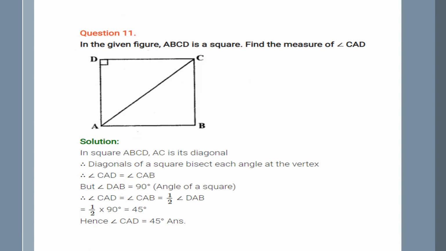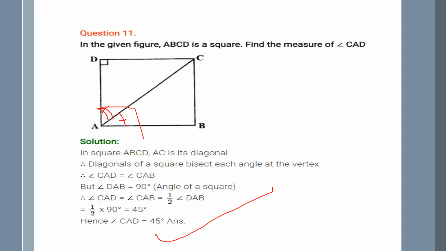Now in this question, ABCD is a square given to you. Find the angle CAD. Means this angle you have to find. As you know very well that ABCD is a square, and as you know very well that diagonals of a square bisect each angle. Yes or no? So this angle will be equal to this, right? Both will be equal, right? So CAD equal to CAB, half of DAB you can put, and obviously if this is 90 degree, so this angle will be half of 90, it will be 45.